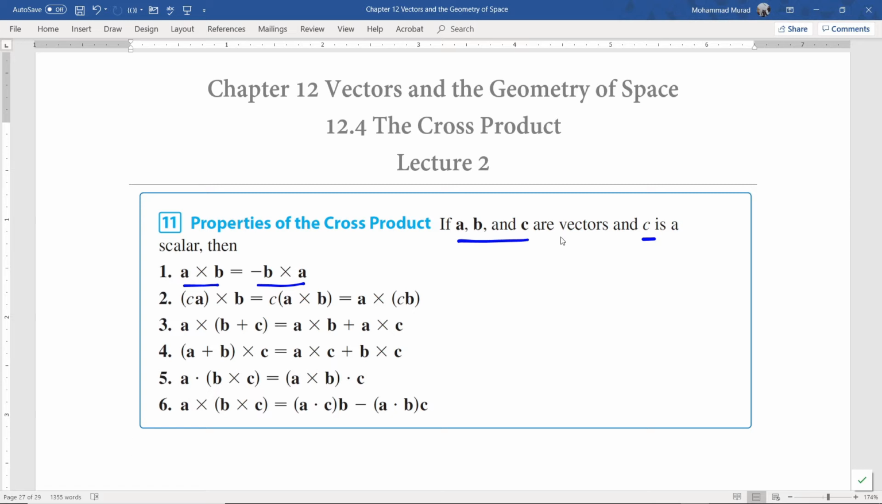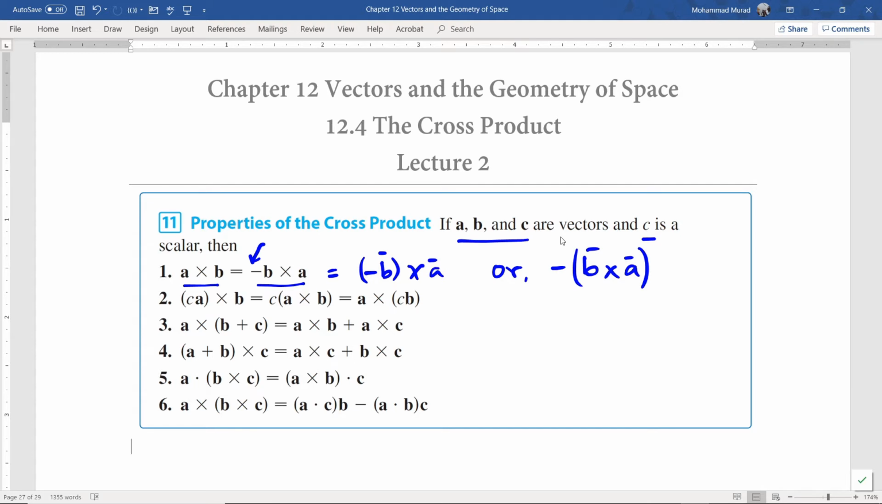The cross product is not commutative, but it follows this relation. If we commute the vectors, we get a negative sign. So we can think of this expression in the following ways: negative B cross the A vector, or B cross A, the vector, is negative.